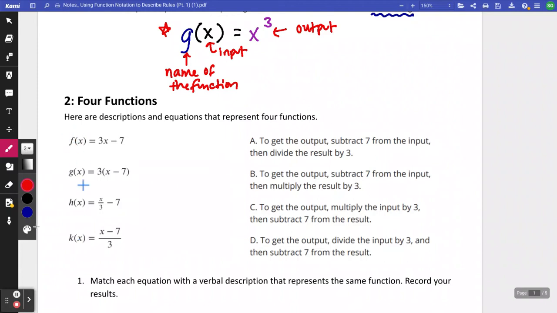So the directions say, here are descriptions and equations that represent the 4 functions. On the left, we've got all the function notation, and on the right, we've got those descriptions. Our first question tells us to match each equation with a verbal description that represents the same function and record your results. The challenge here is all of these are similar, right? We've got 3's, 7's, and x's in each of them. So we really want to pay attention to the wording of that function. Go ahead, pause the video to make sure you're getting that practice in and see which ones you can match up on your own, and then press play to come back and hear how you did. Go ahead and do that now.